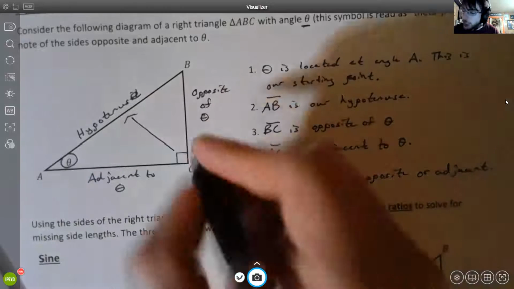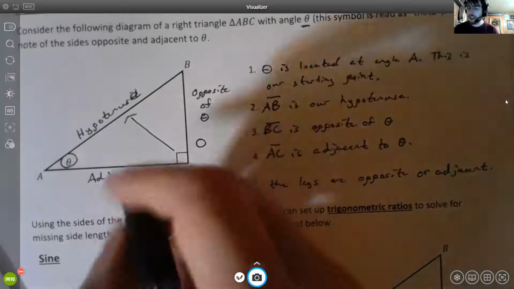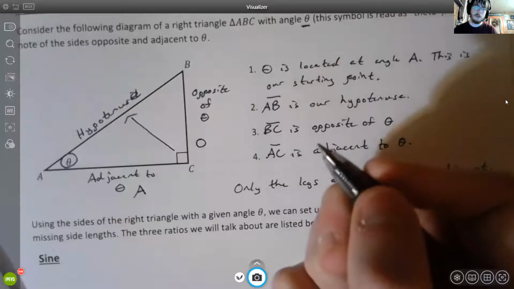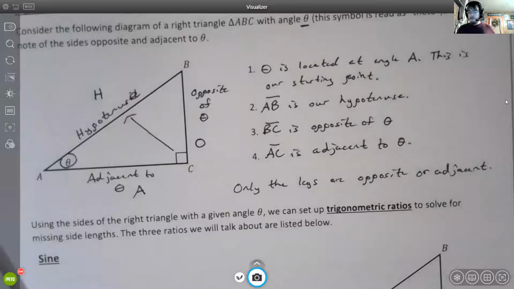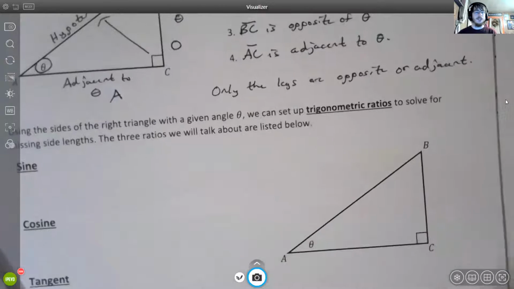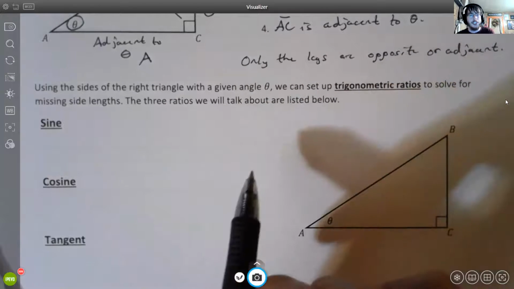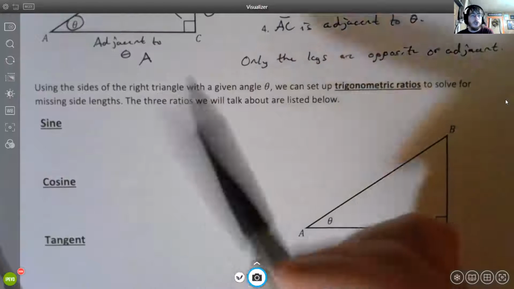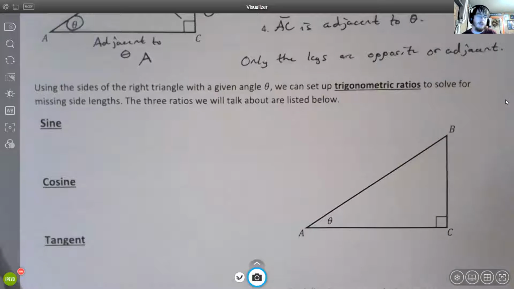So opposite just becomes O. Adjacent becomes A. And hypotenuse becomes H. And you'll see why we do that here in just a second. All right, so next up, we want to use the sides of the right triangle to set up trigonometric ratios. Okay, we're going to talk about 3 ratios in this class. These are the 3 basic trig ratios.